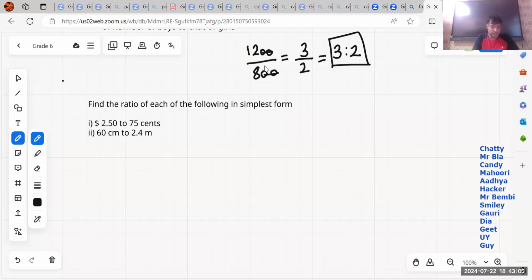Yes. So do we have to put units also? No, beta, ratio in itself doesn't have any units. We just saw that. Okay, sir. Where is the colon? Colon is near the L key. Okay. So 10 centimeters make a meter, right? 100, beta, 100 centimeters make a meter. Don't forget this.